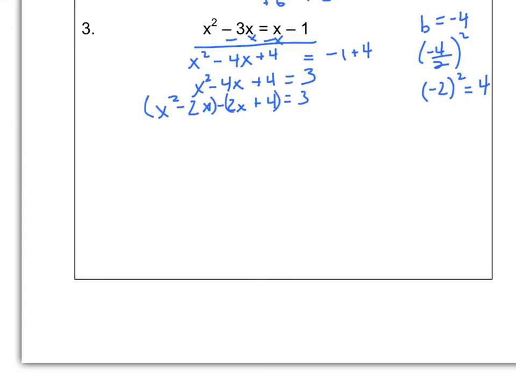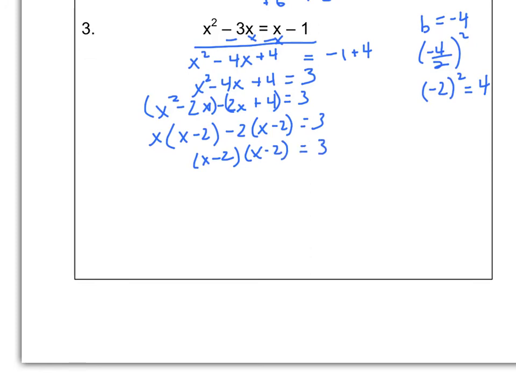First 2 and last 2, take out an x, left with an x minus 2. Take out a negative 2, left with an x minus 2. You notice they have an x minus 2 in common, x minus 2 left over.